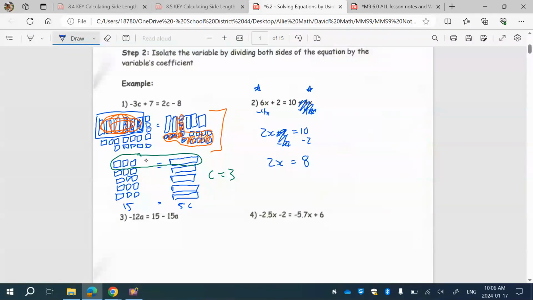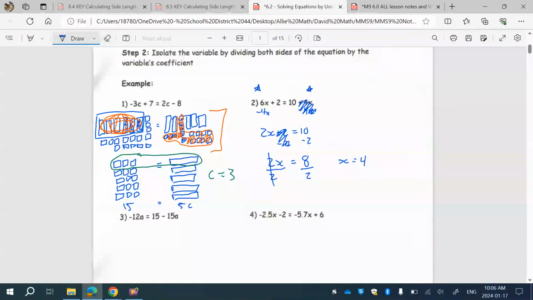And now to get the x by itself, we can do inverse operations. Divide by 2, divide by 2. And we are left with x. That's going to equal 1. X equals 8 divided by 2, which is 4.